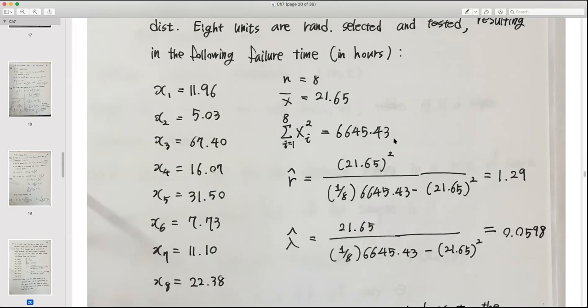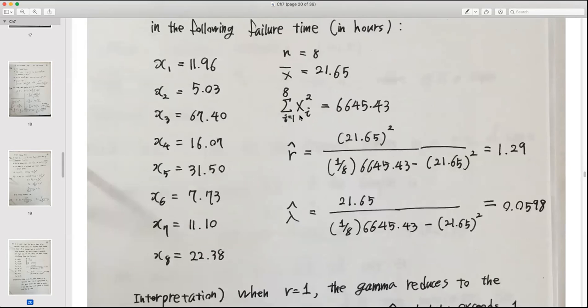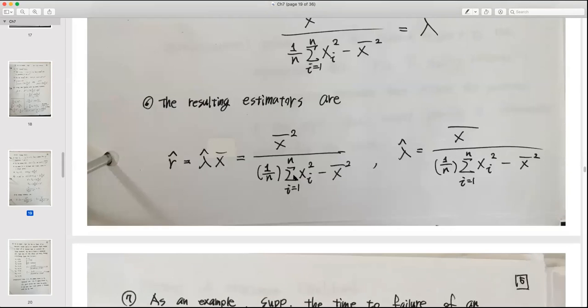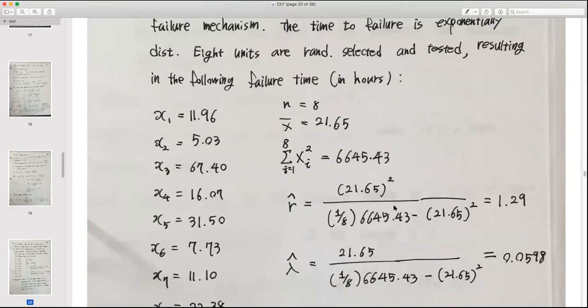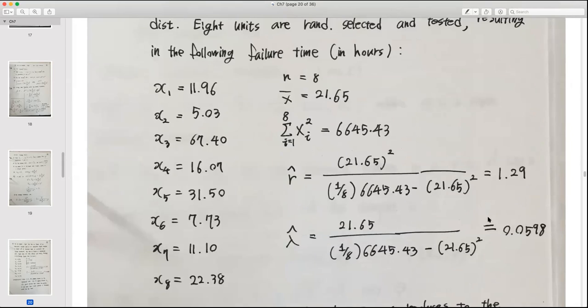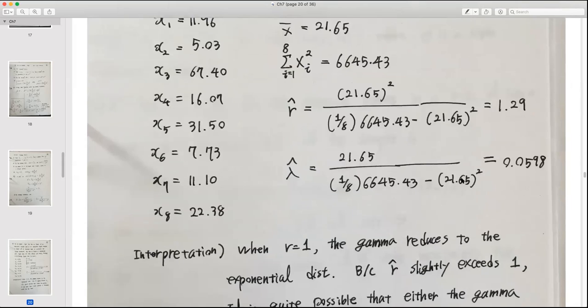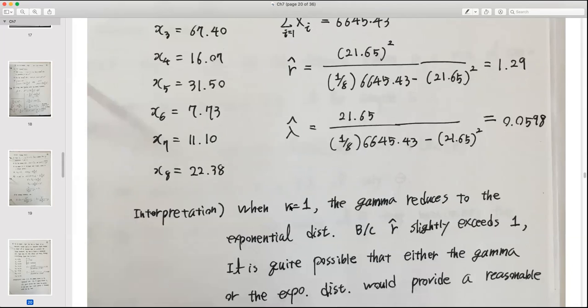So using this information, we can find the moment estimators r hat and lambda hat. Just applying the formulas for the moment estimators of r and lambda, we can figure out r hat and lambda hat. So let's see, what does that mean? The values are 1.29 and 0.0598. When r equals 1, the gamma reduces to the exponential distribution.